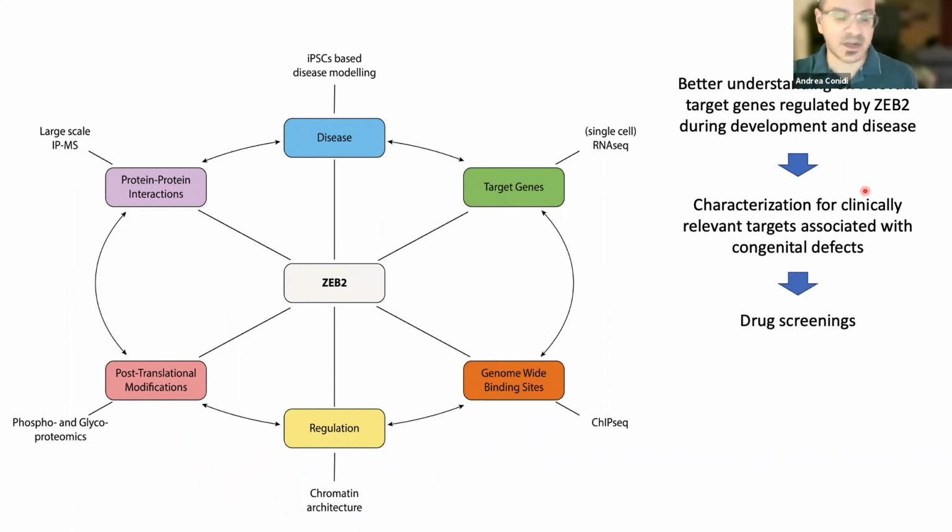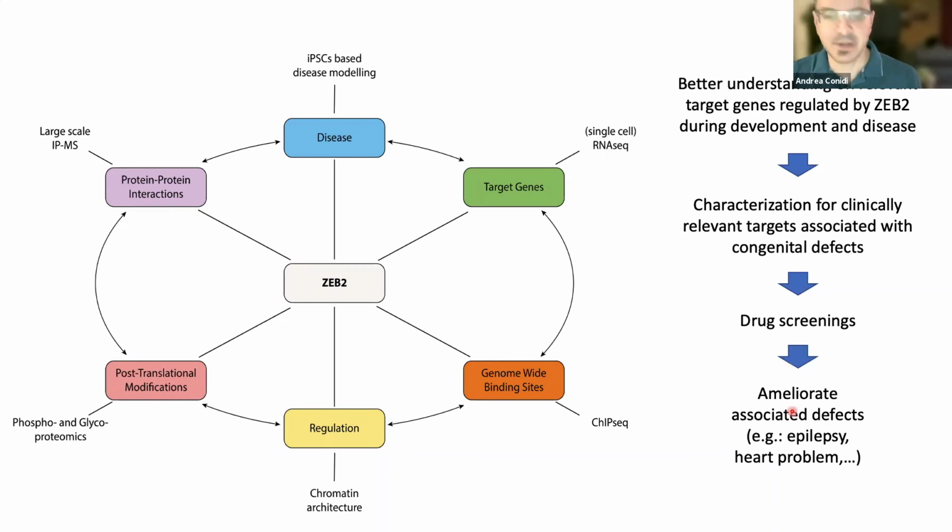We can have drug screenings that will allow us to restore or rebalance the levels of these ZEB2 target genes. And then we can ameliorate the associated effects, like, as I said, epilepsy, heart problems. So this is the main goal of the research nowadays. And it's very nice that this is possible only in collaboration with clinicians and with family associations, I think.